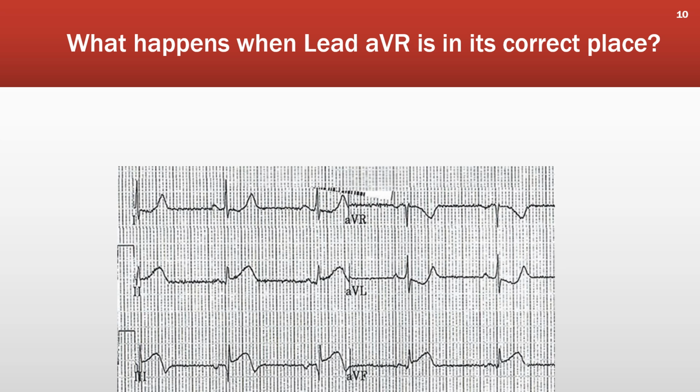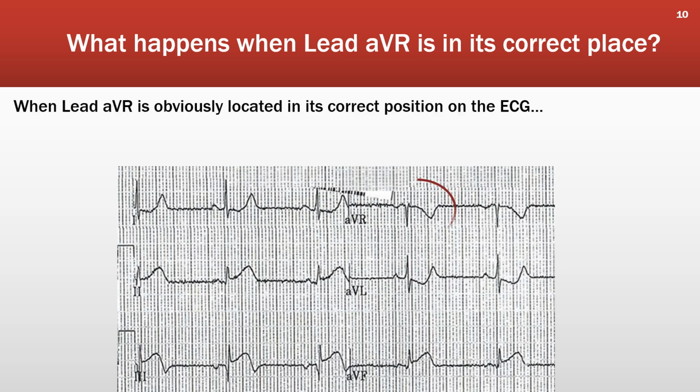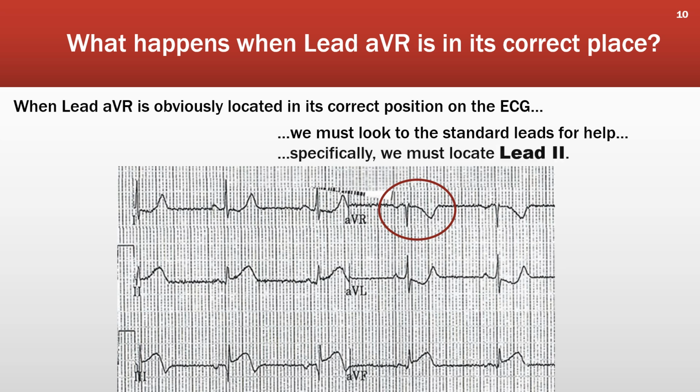Now, what happens when lead AVR is in its correct place? Well, when lead AVR is obviously located in its correct position on the ECG, we must look to the standard leads for help. Specifically, we must locate lead 2. Lead 2 is what's going to help us determine whether or not we have a true lead wire switch, a left arm, left leg switch, or simply a normal ECG.